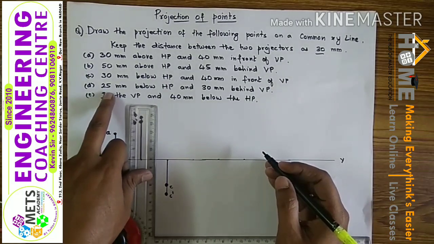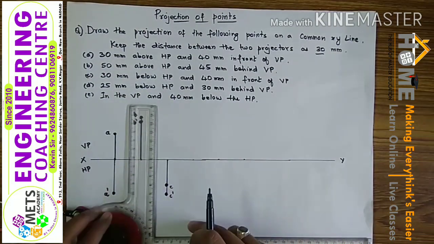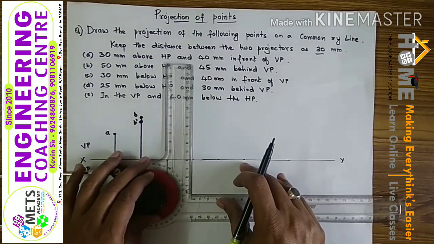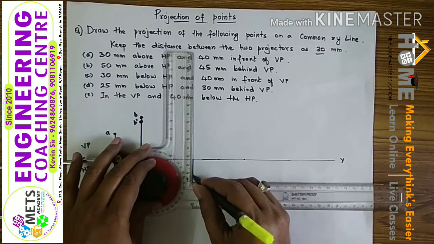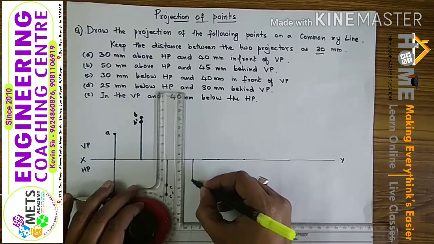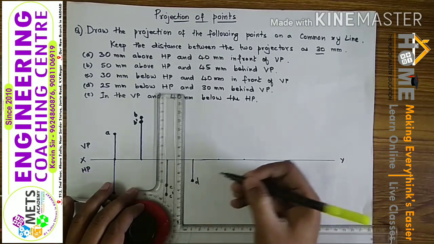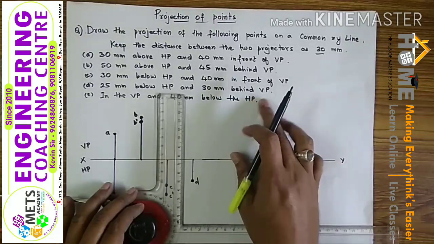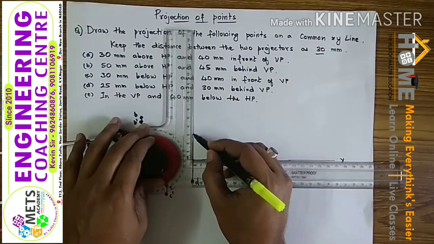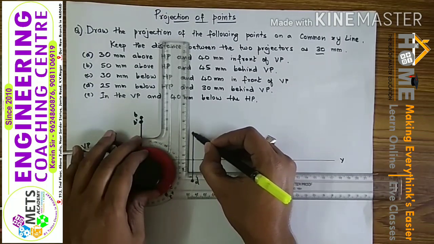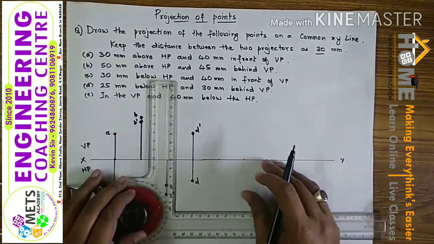Then point D, 25 mm below HP. Below HP means downwards. How much? 25 mm. I took 25 and put a dot, a point. This point I will call D. And 30 mm behind VP. Behind VP means on the VP side only. How much? 30 mm, like this, and put a dot, a point. That point is called D dash.